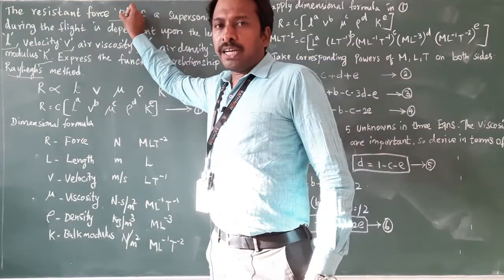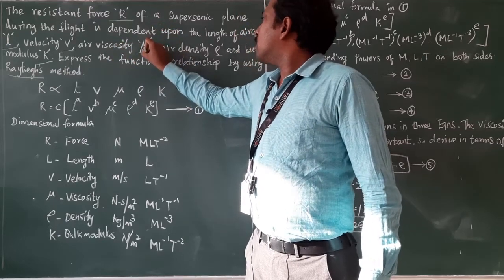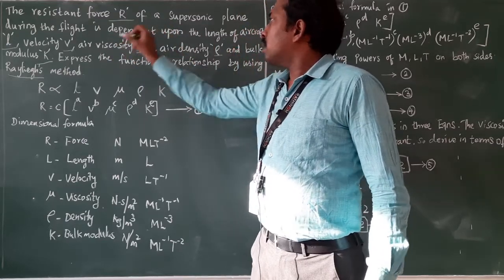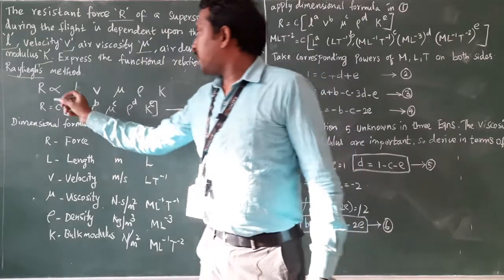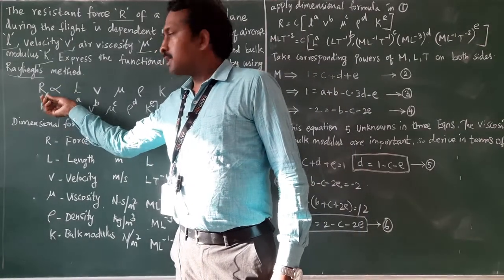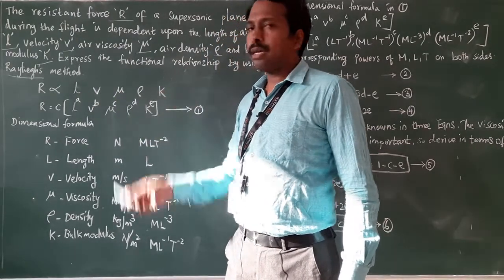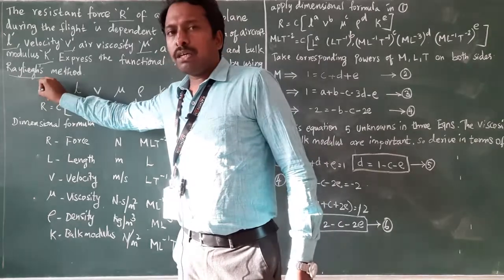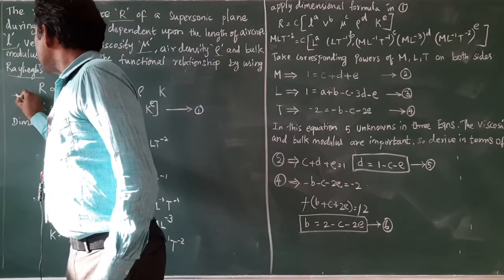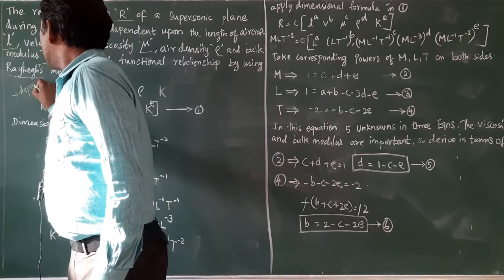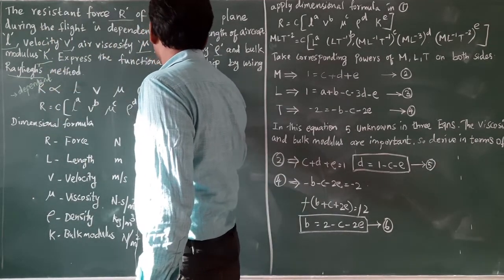R is a dependent variable, and length of the aircraft, velocity, viscosity, density and bulk modulus are all independent variables. So see the relationship. R is directly proportional to L, V, mu, rho and K. R is a dependent variable, and these other variables are independent variables.